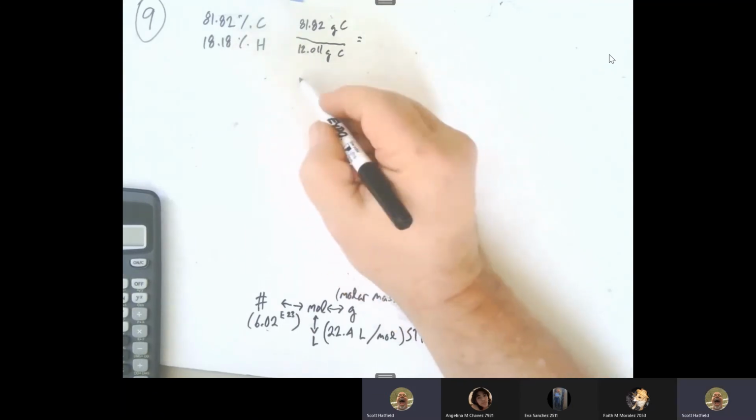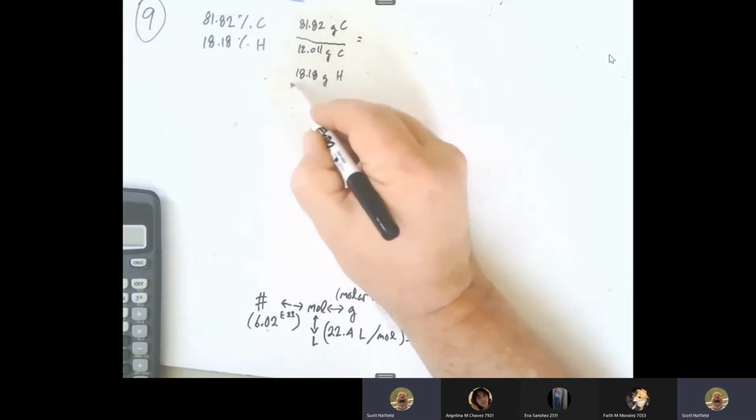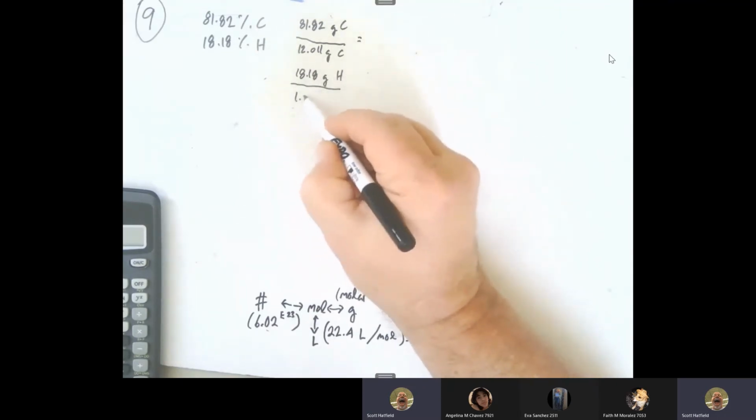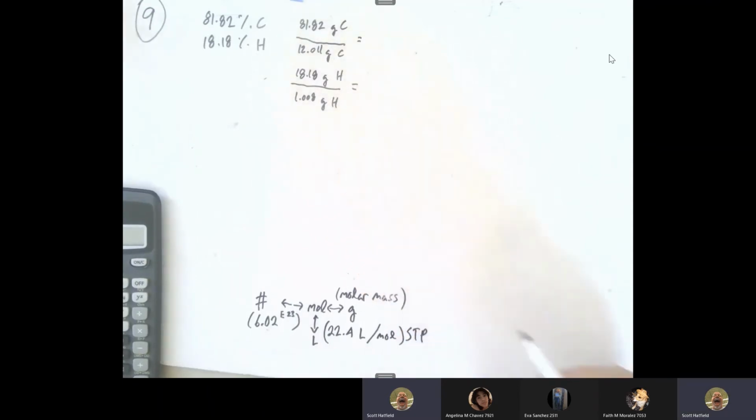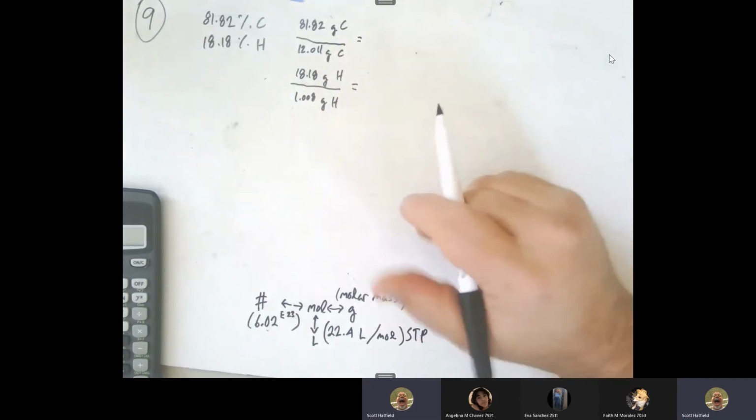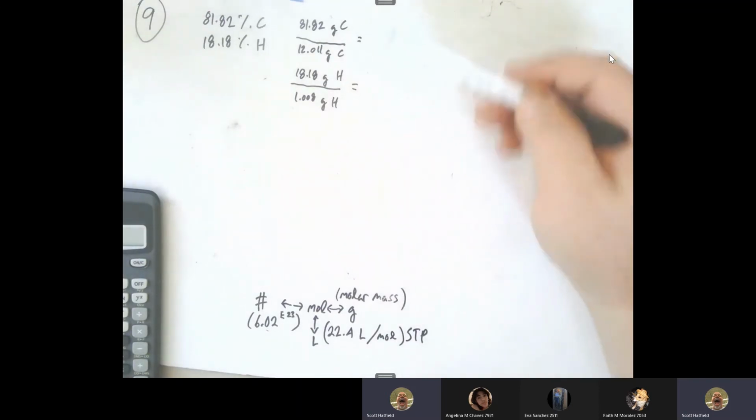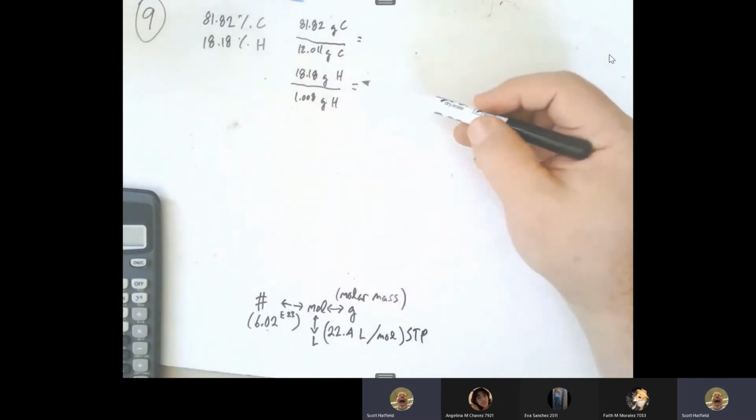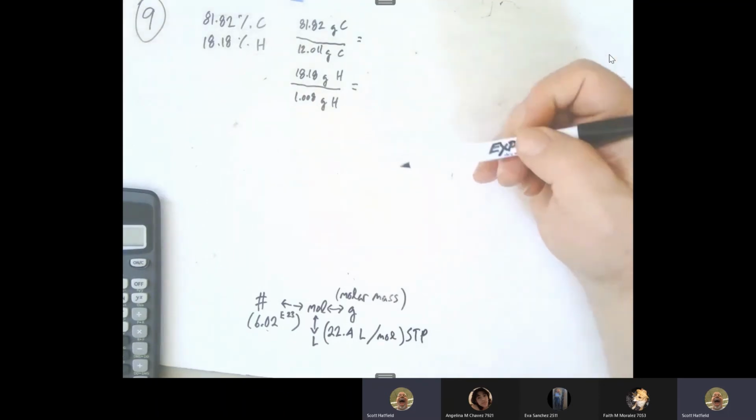I'm going to do the same trick with hydrogen. I'm going to take that percentage and turn it into grams, and divide that by the molar mass of hydrogen from the periodic table. Okay, so I'm just treating the percentages like they were grams. Now, why does this work? Well, let's say I had 100 grams. Then 81.82 grams of that would be carbon, and 18.18 grams of that would be hydrogen, and it adds up to 100. That's why this will work.